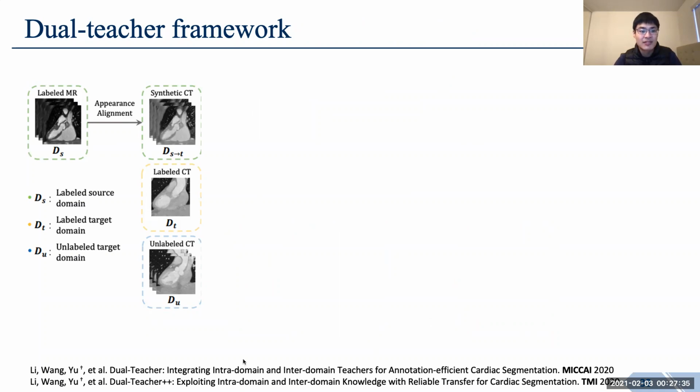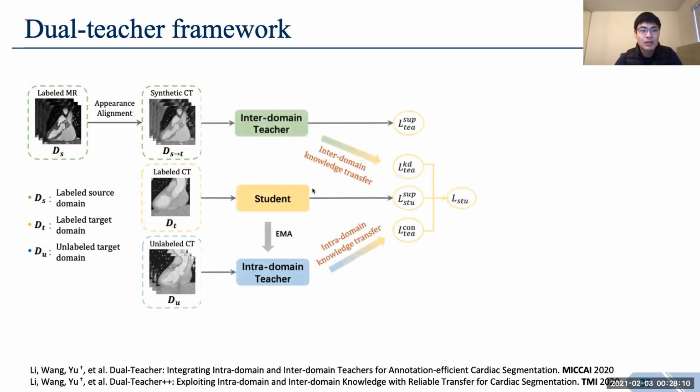we show it is possible. We propose a two-teacher framework for annotation-efficient cardiac image segmentation. So as shown in this figure, we have three types of datasets in this problem setting, that is labeled CT, unlabeled CT, and labeled MRI. And we want to train a network to segment the CT image. So very similar to the last work, we first use an appearance alignment module to translate the labeled MRI to synthetic CT to reduce the appearance gap. And then we train a two-teacher framework to utilize the three different types of datasets.